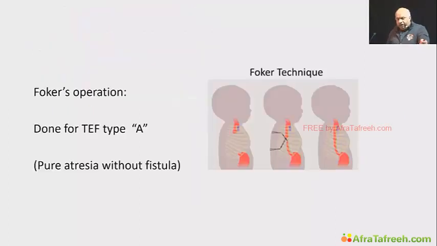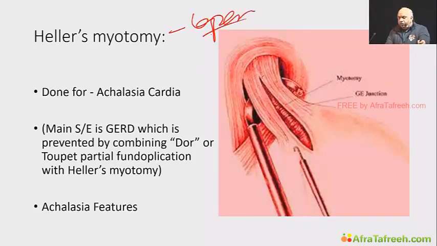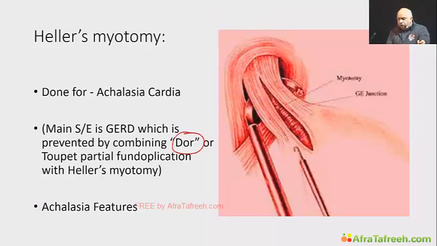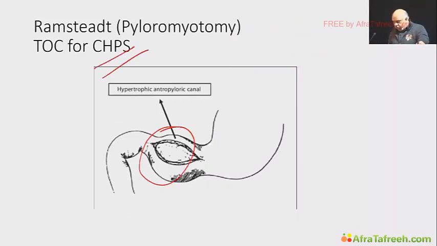Foker type A, B, C, D. This I wrote earlier. For pure atresia, you can do Foker. Heller's myotomy, you know, is done for achalasia. And now it is preferred laparoscopically, only laparoscopy and laparotomy, not done by thoracotomy. It will lead to reflux, so Dor fundoplication can be added along with it. Don't do a complete fundoplication, only partial. Ramstedt pyloromyotomy for CHPS, as you know, you simply cut.